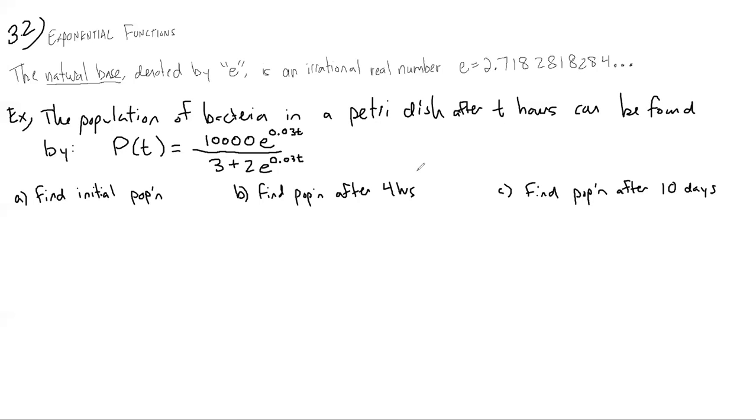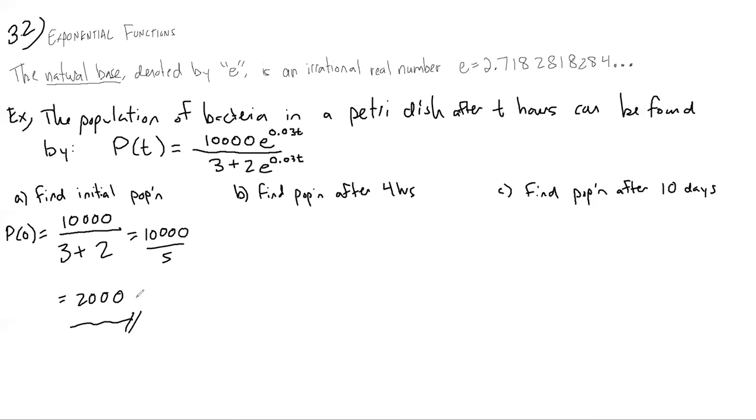So we've got the population of bacteria in a petri dish after t hours can be found by this P of t formula. Our initial population, just as before, is going to be P of 0. So we'll get 10,000 e to the 0, which is just 1, over 3 plus 2 e to the 0. So that would be 10,000, not 1,000, over 5, which should be 2,000. So it is starting with 2,000 bacteria at the very start. And so let's say we find the population after 4 hours. We'll just plug in 4. It's going to be some number crunching here.